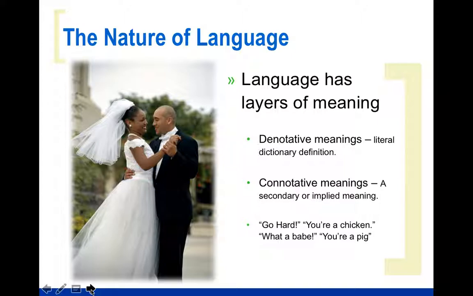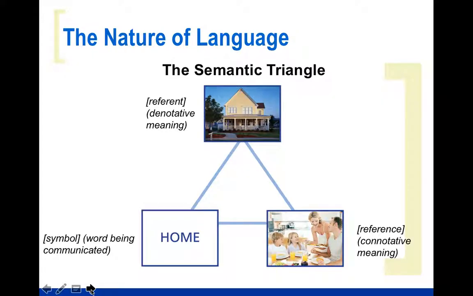So again, think of these things like go hard, you're a chicken, what a babe, you're a pig. Like, you're not literally calling somebody a chicken when you're calling them a chicken. You're not saying you're a bird, you're poultry, you're saying you're a sissy. So all these different phrases, all these different words, we do this all the time. But there are layers of meaning, denotative and connotative.